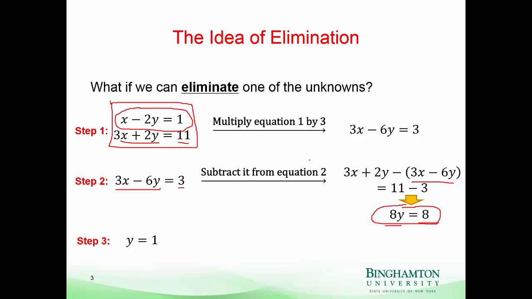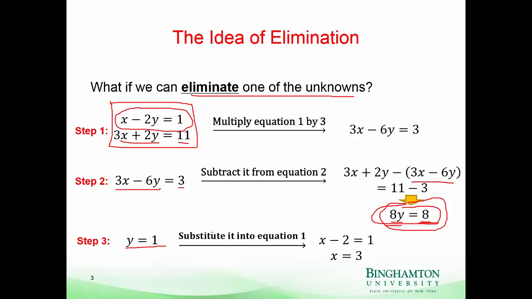And so the purpose of having done this is we've eliminated the x. So we eliminate one of the unknowns. This new equation has only y in it, and it's very easy to solve. We divide each side by 8, and we end up with y is equal to 1. And so y is equal to 1 is part of the solution to the original system of equations.